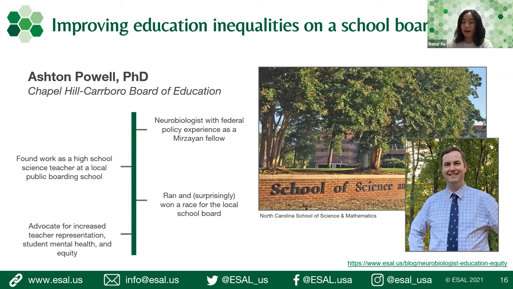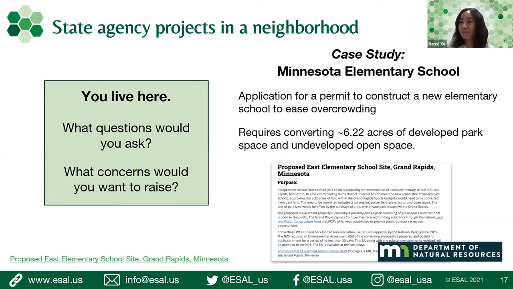So that brings us to our activity today. Let's look at this case study about a Minnesota elementary school, with some background information. An independent school district is proposing the construction of a new elementary school in Grand Rapids, Minnesota, to ease overcrowding in the district. In order to construct the new school, approximately 6.22 acres of land within the Grand Rapids sports complex will need to be converted from parkland. The area to be converted includes a parking lot, soccer field, playground, and open space. The loss of parkland would be offset by the purchase of a 1.4 acre private park located within Grand Rapids.